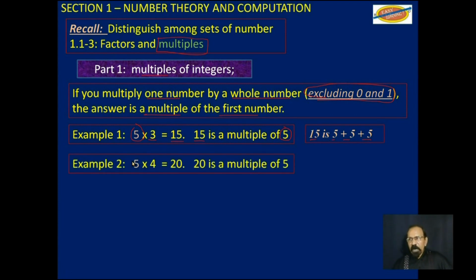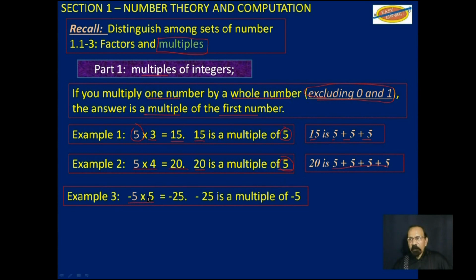If you multiply 5 by 4 and you get 20, then 20 is a multiple of 5. Again, in 20, you could find 4 5s, 5 plus 5 plus 5 plus 5. So you have a multiple of 5s. -5 multiplied by 5, you get -25. -25 is a multiple of -5. That is to say, this -5. In -25, you can find several -5. As a matter of fact, 5 of them, as you see here.